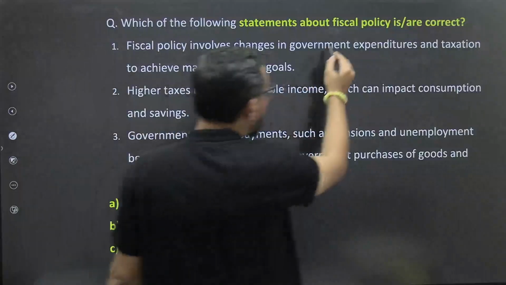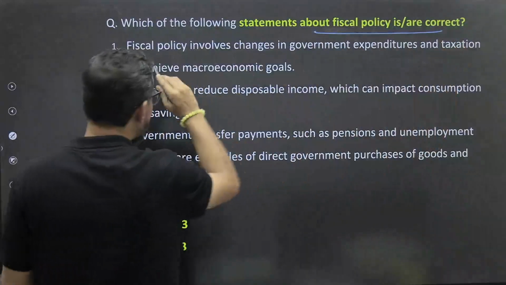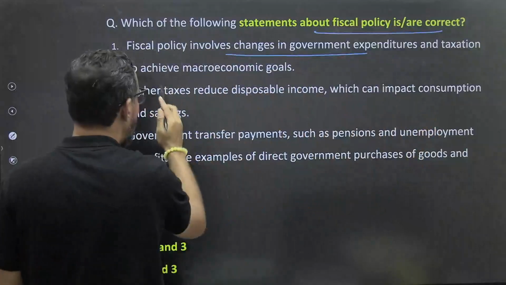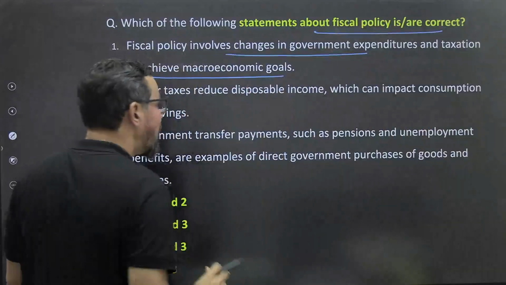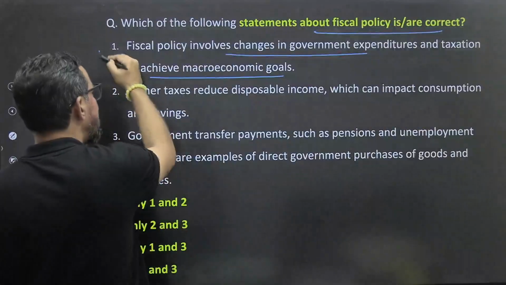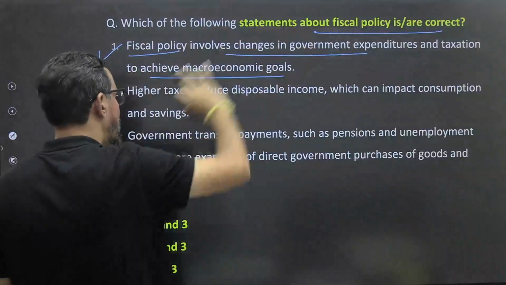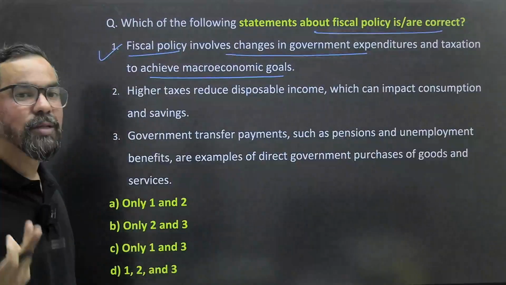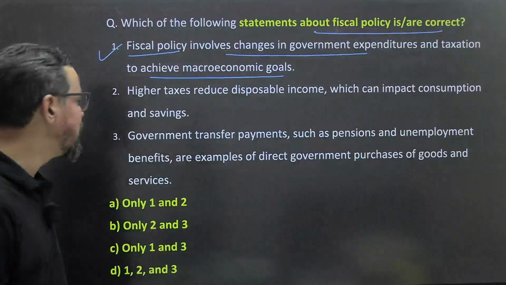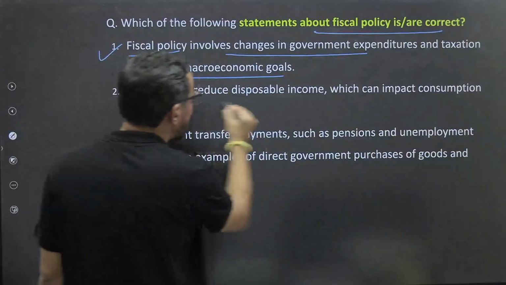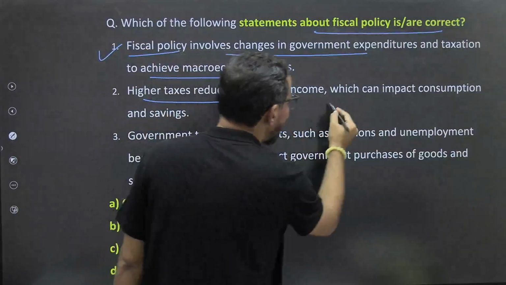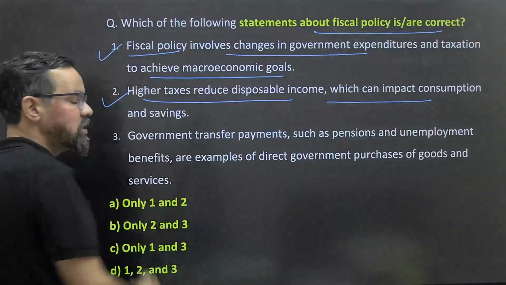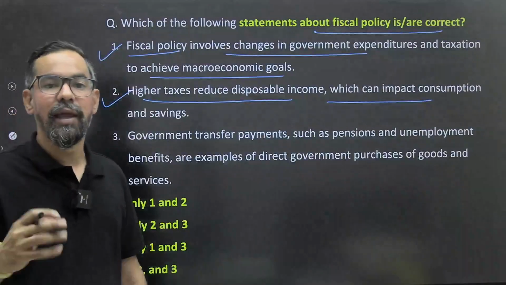One question around the fiscal policy. So fiscal policy involves changes in government expenditures and taxation to achieve macroeconomic goals. Yes, fiscal policy is a subject of macroeconomics. True. Macroeconomic goals may be like inflation, money supply, employment, or poverty alleviation. Yes. Higher taxes reduce disposable income, which can impact consumption and saving. Yes, true. Disposable income is like income after taxes.